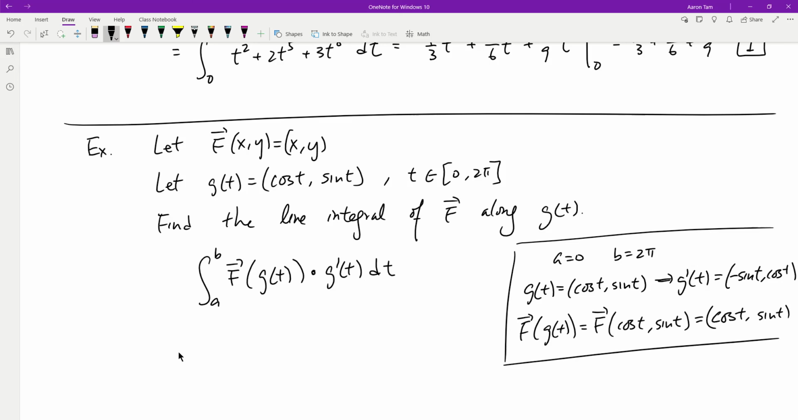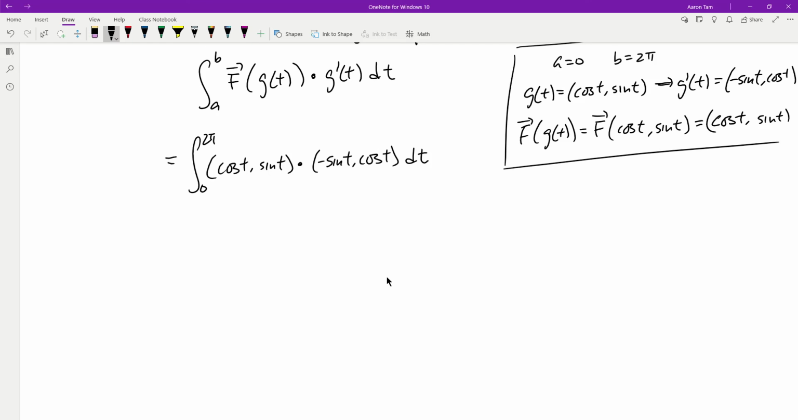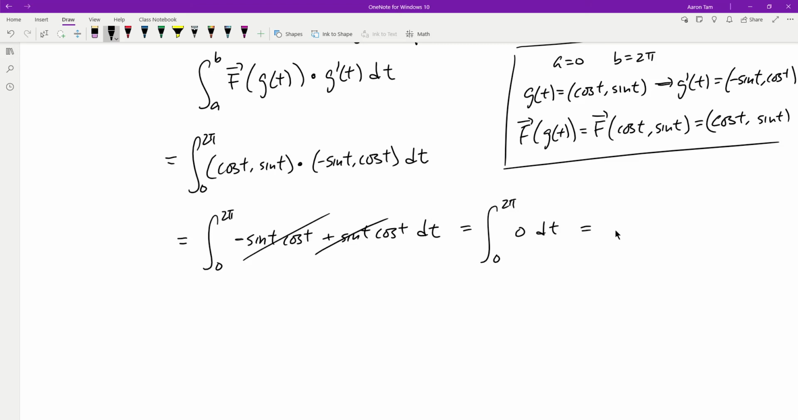So now I have everything I need. I'm going to do my problem. So that will be the integral from 0 to 2 pi of cosine t, sine t dot product negative sine t, cosine t dt. So if I'm doing this correctly, that's the integral from 0 to 2 pi of negative sine t cosine t plus sine t cosine t dt. It just so happens these two things subtract out. So basically integrating 0 from 0 to 2 pi, and that would give you 0 as an answer.